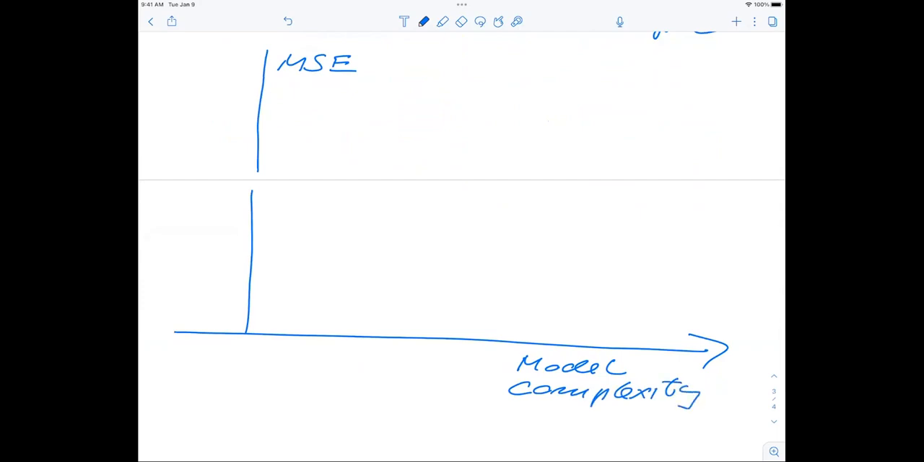If you do a polynomial fit, the model complexity would be the degree of the polynomial you fit. So for every model complexity, you compute a mean squared error for the training data, and then you compute a mean squared error for the test data. So we split the data in training and test. And typically what you would see then is something like this. So you would have a large mean squared error.